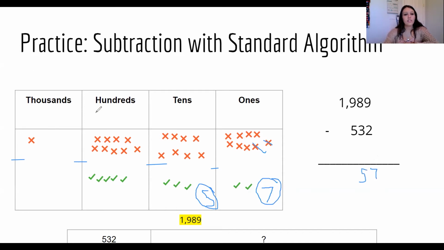Now let's look at our hundreds column. In our hundreds column, we have 9 X's and 5 check marks. So 9 minus 5 is 4. So I'm going to write 4 here, and we're going to circle that. And I'm going to write a 4 in my column right here.